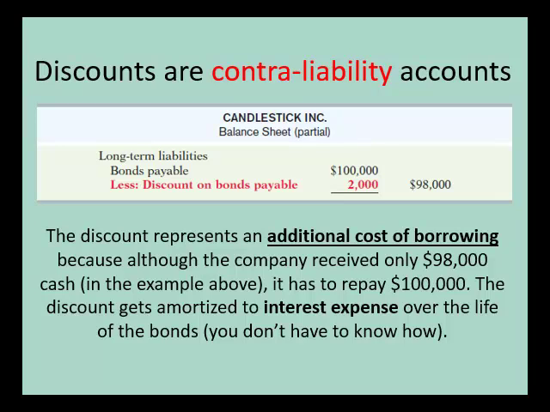And that discount gets amortized to interest expense over the life of the bonds, but you don't have to know how to do that. You would learn that in a more advanced accounting course. But what I do want you to know is that the discount represents an additional cost of borrowing since the company has to pay back more than what it received in cash. And on a balance sheet, the amount of the discount is subtracted from the bonds payable in the long-term liabilities section, and that's why it's classified as a contra liability account.